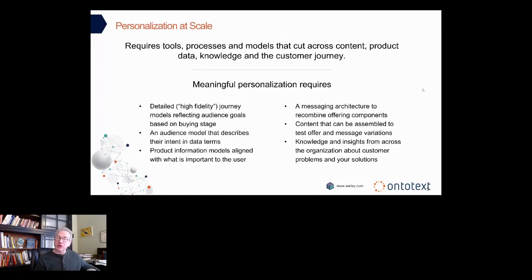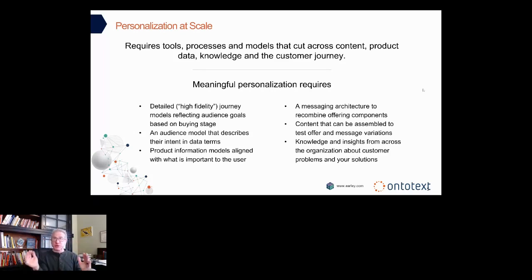And we need a messaging architecture that's going to allow us to recombine elements. So if we have a page and it has a hero image, a value proposition, a call to action, and a target persona, we can shift those things in and out. We can have a different hero image, a different call to action, a different value proposition, a different target. That's a messaging architecture. Think of it like Lego blocks that you're interchanging, or Mad Libs, when you used to play as a kid, where you put in an adjective or a noun or a verb, and you'd end up with this crazy thing.